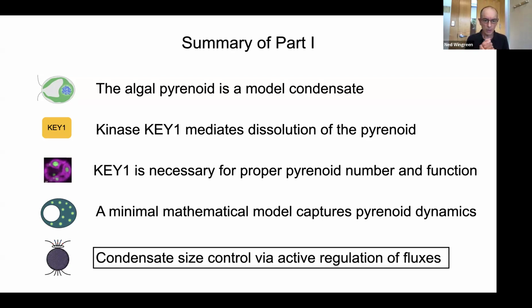And so I like to think that maybe there are many other examples, and I think there are, of condensate size control via this active regulation of fluxes. And I understand, of course, for this audience interested in reconstituting and engineering things in the Build-A-Cell consortium, I think there's some guidance here if you want to actively control condensate sizes as well as their number and location.